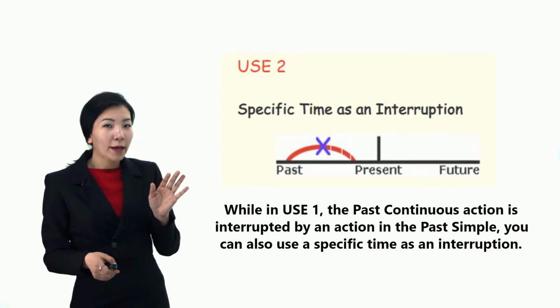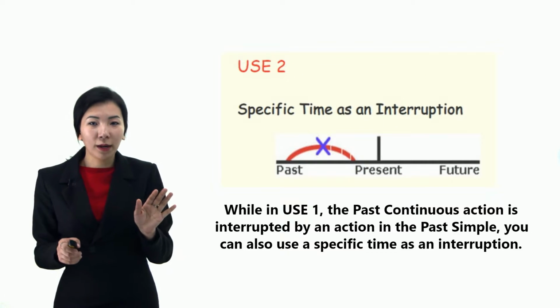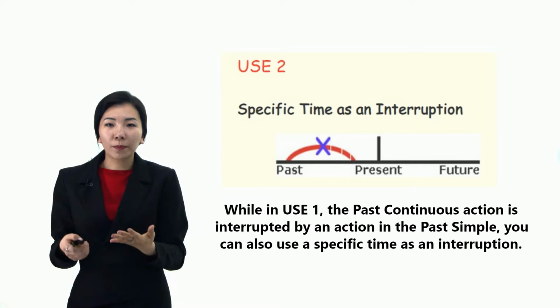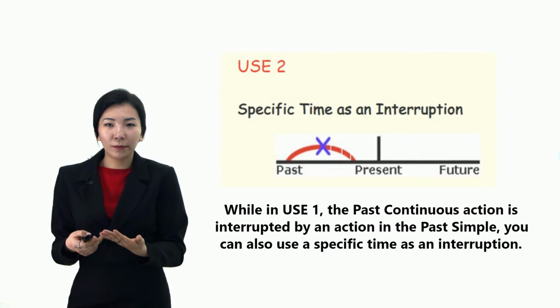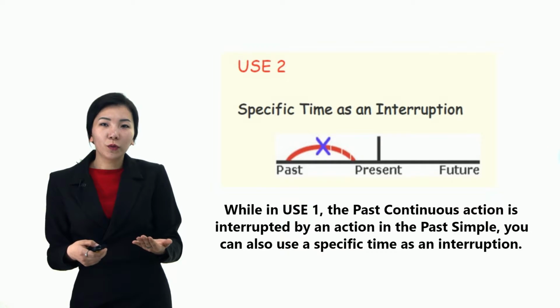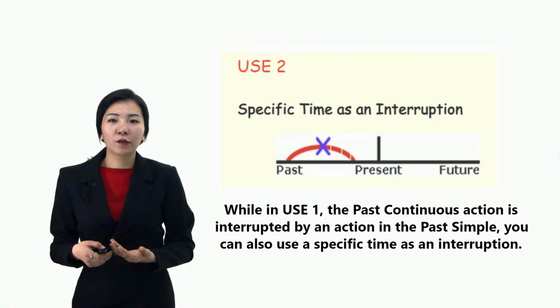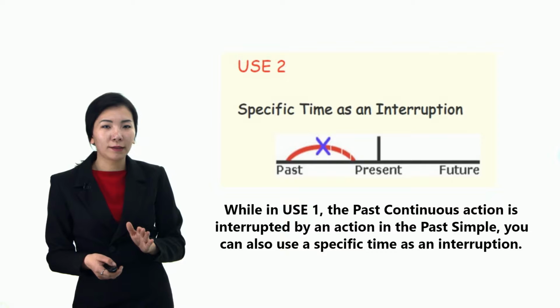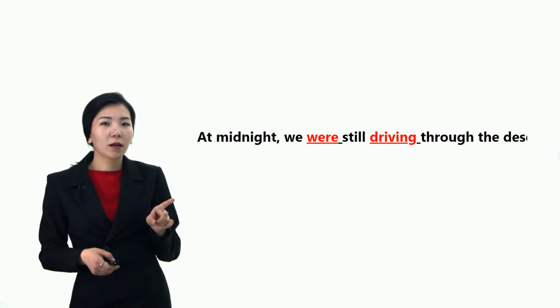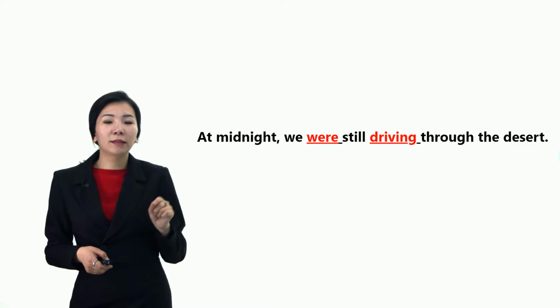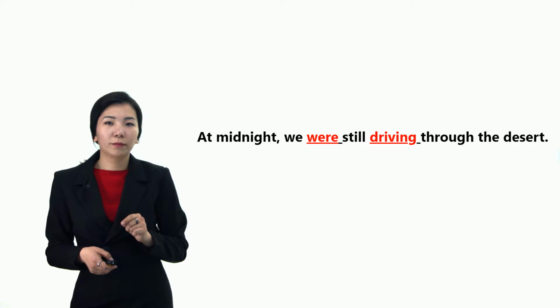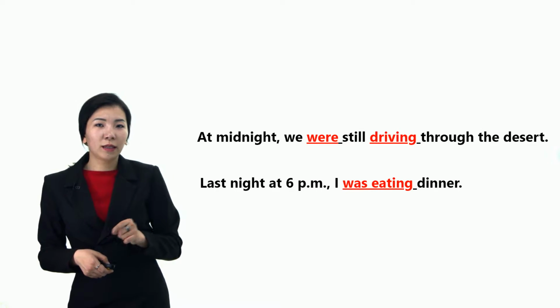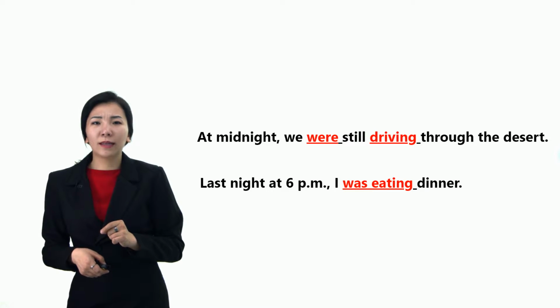Okay, while in use 1, the past continuous action is interrupted by the action in the past simple, in use 2, the past continuous action can also be interrupted by a specific time in the past. For example, at midnight, we were still driving through the desert. Last night at 6 p.m., I was eating dinner.